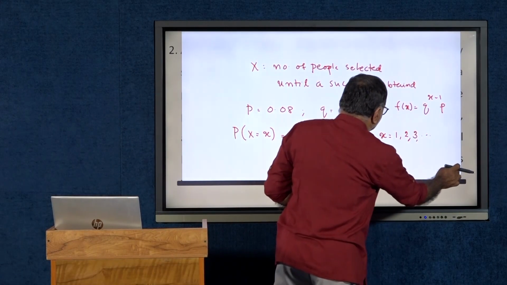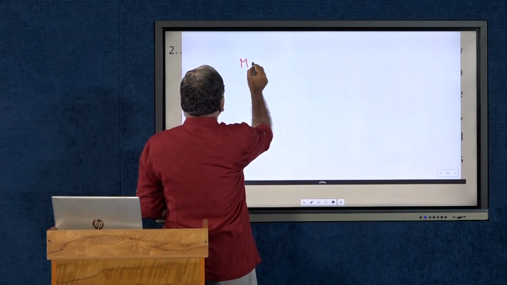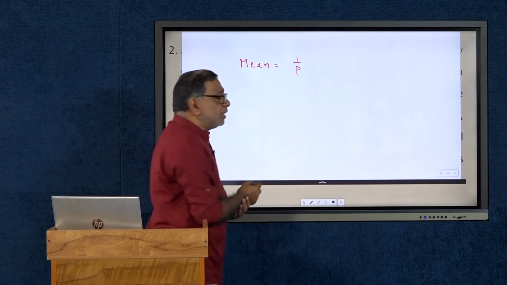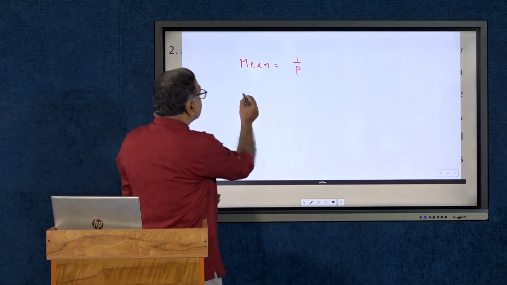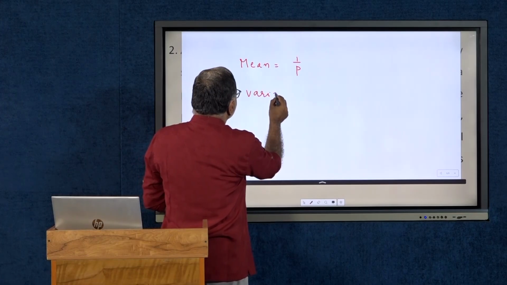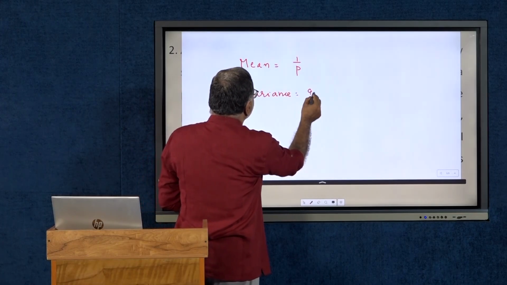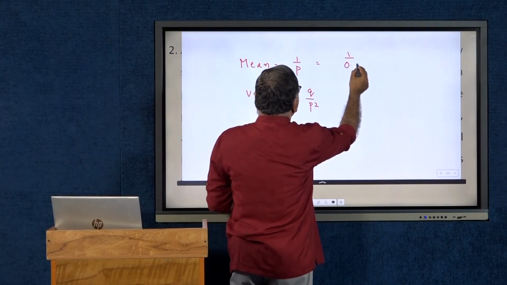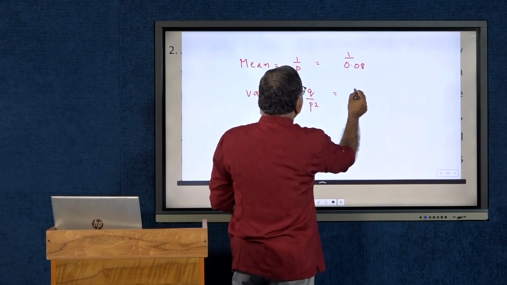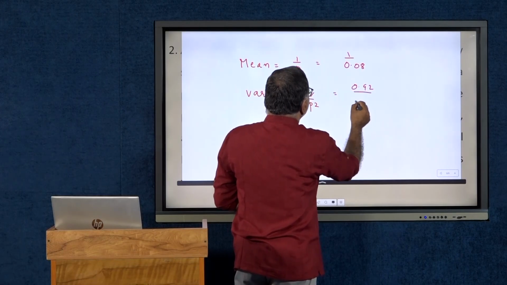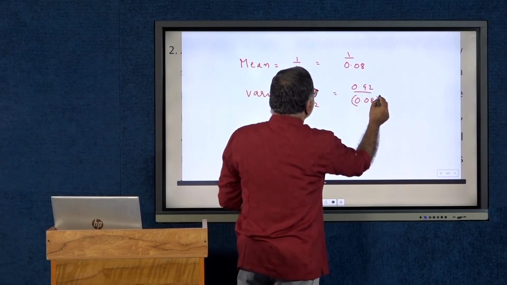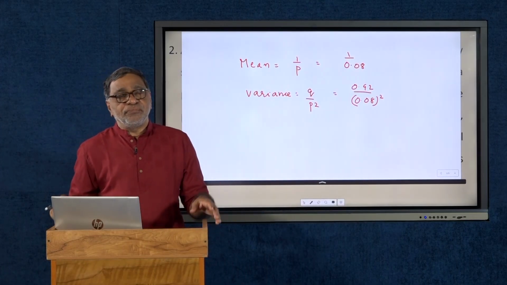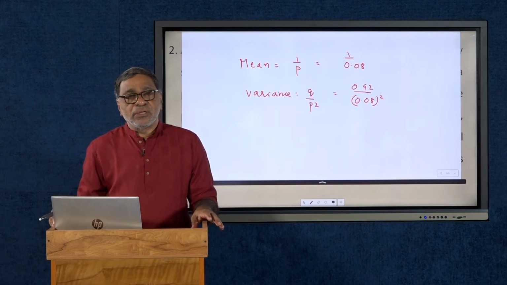For that particular random variable, we have already derived the mean is equal to 1 by p and the variance is equal to q divided by p square. So 1 by p, that is 1 divided by 0.08, and the variance is 0.92 divided by 0.08 the whole square. So these are the values of the mean and variance of that particular random variable.